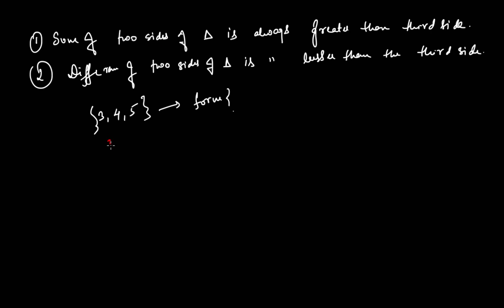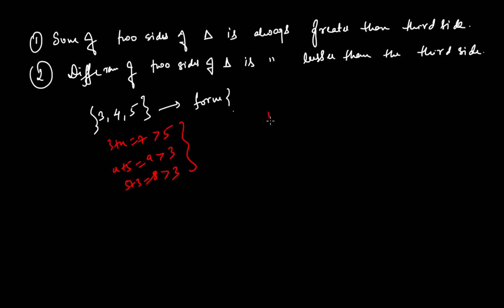3 plus 4 is equal to 7, greater than the third side, fine. 4 plus 5 equals 9, greater than the third side. 5 plus 3 is 8, greater than the third side. Hence, this can be formed. If it is satisfying the first condition, then obviously it will satisfy the second condition. You can have a check.